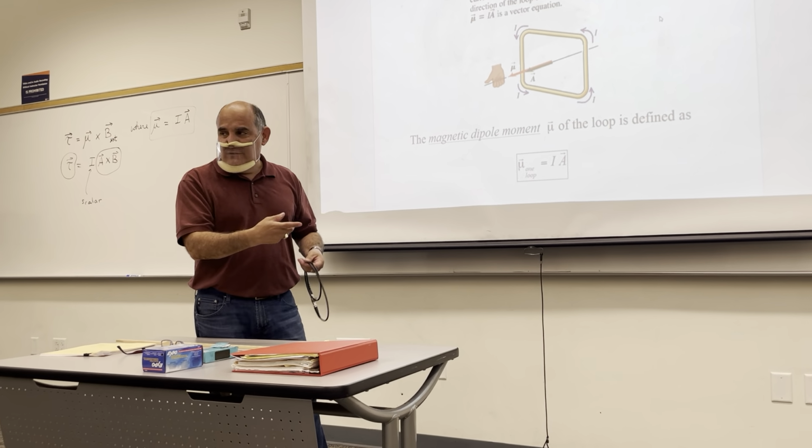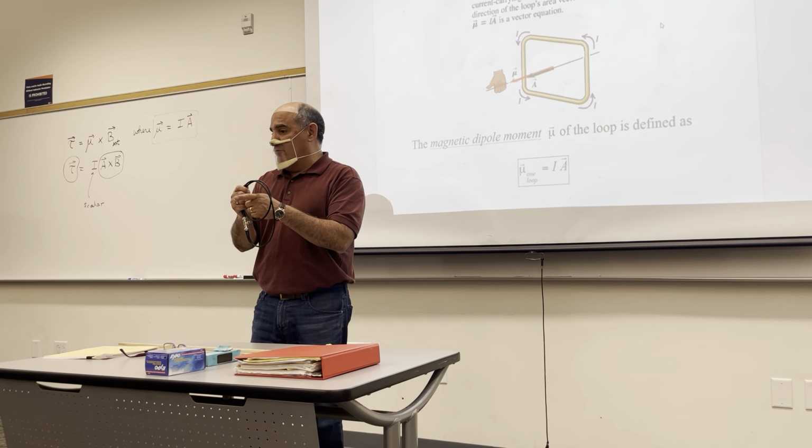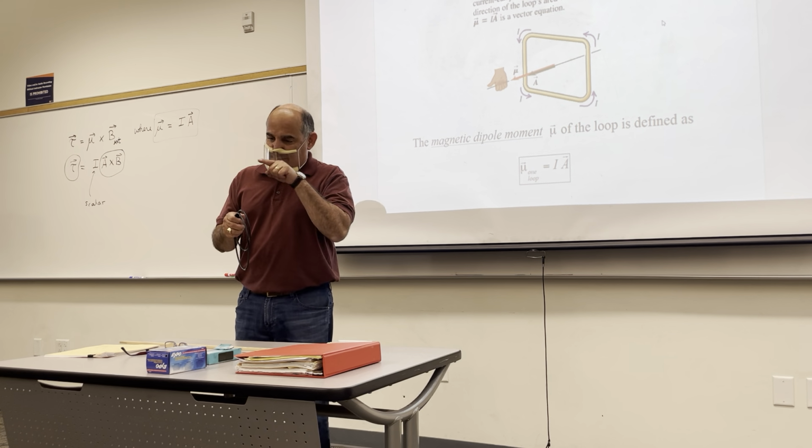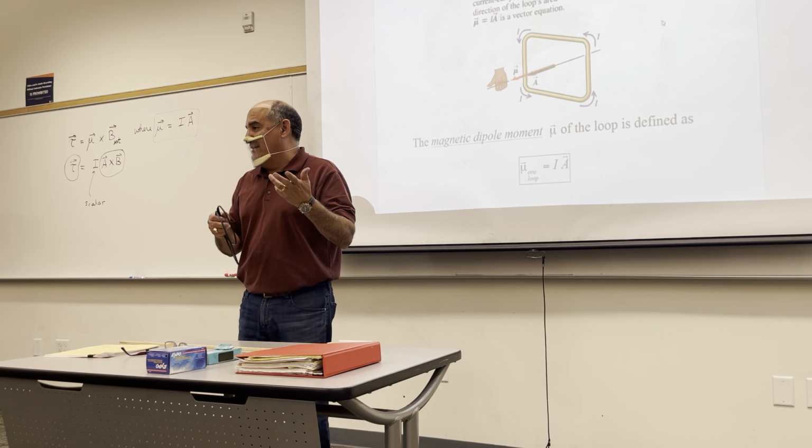And what if you have a third turn? It would be the magnetic dipole moment of one turn times 3, because you've got 3 turns. What if you have 10 turns? Then each turn has a mu, mu, mu, mu, so it's mu times 10.